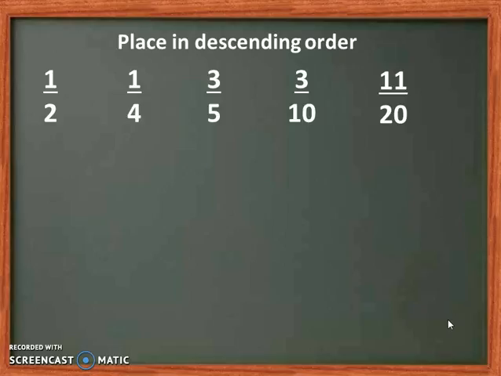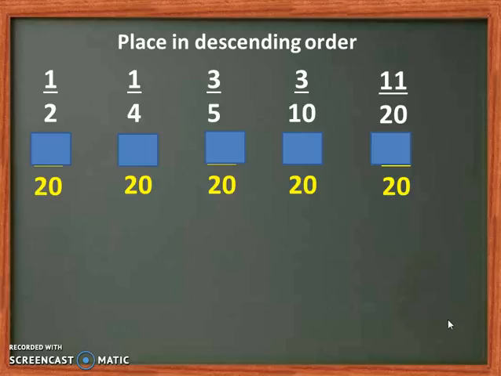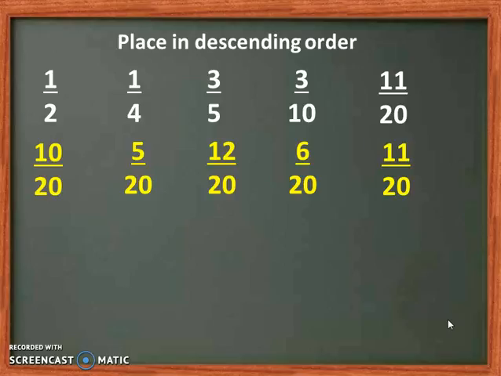Just looking at another example, this one now is in descending order. The lowest common multiple, the smallest number that all the denominators go into, would be 20. So in the first one, times by 10 on the top and bottom. The second one times by 5. Third one times by 4, times by 2. And that one's already over 20, so we don't have to change it.